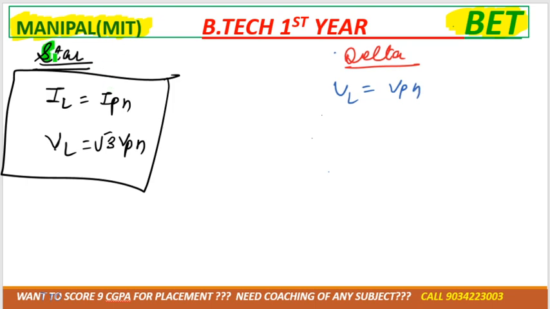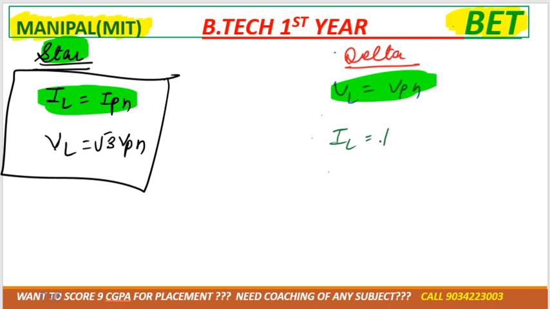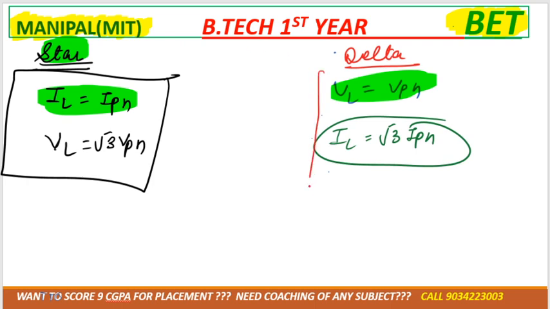In the star connection, current is equal. If current is equal then voltage is different, and in delta voltage is equal, vice versa, and current would be different, that is IL is equal to √3 IPH. I told you all this because you won't be able to solve the numerical without knowing this.